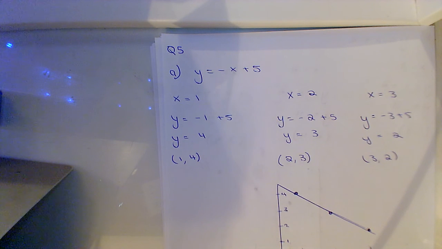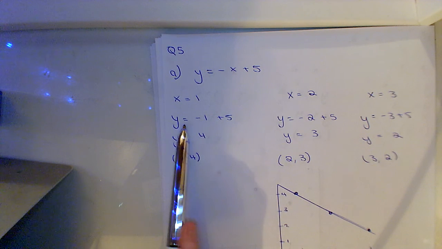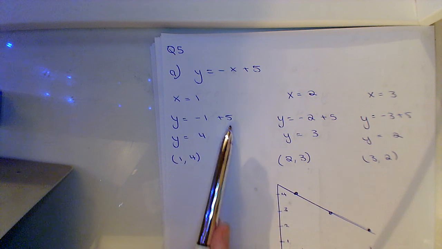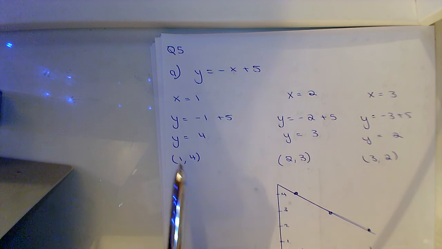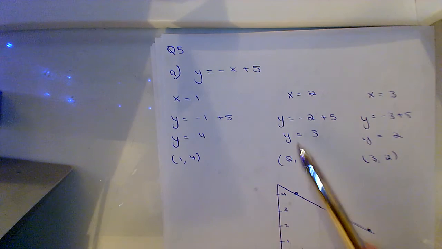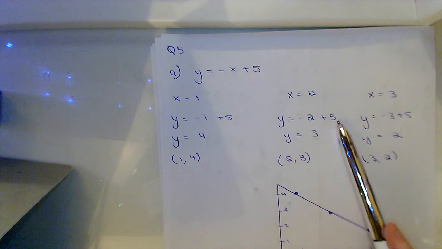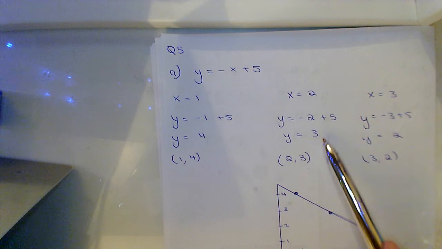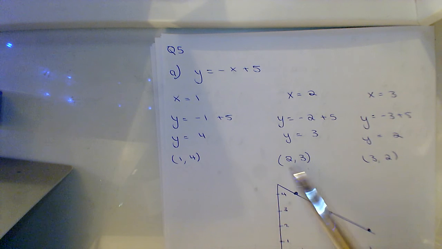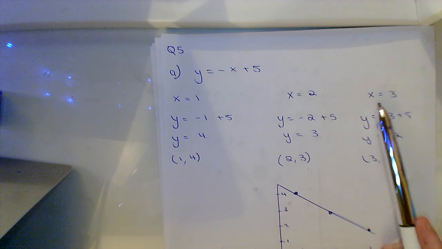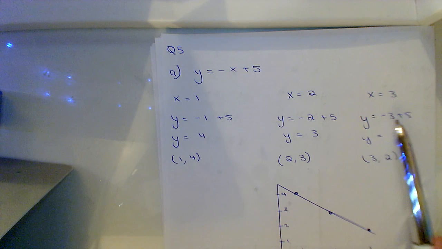So for the first one, I have x is equal to 1, so I'll have y is equal to minus 1 plus 5, y is equal to 4, so that coordinate is 1, 4. Then subbing in x is equal to 2, I have y is equal to minus 2 plus 5, and I get y is equal to 3, so the coordinate is 2, 3. Then when I have x is equal to 3, I have y is equal to minus 3 plus 5, y is equal to 2, so that coordinate is 3, 2.